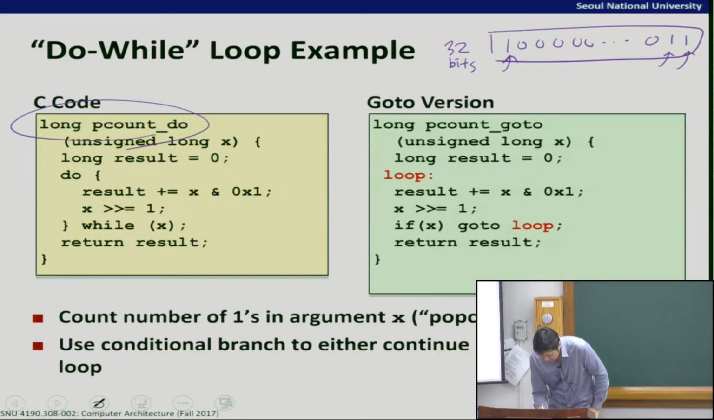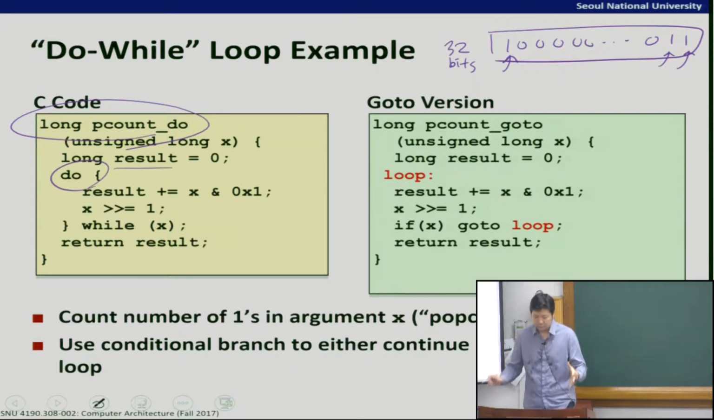It does a very simple thing. It first initializes the result to 0. Initially we have 0 ones, and then we enter a loop. What it does is add the value of x and the constant 1. So let's think about this one first.